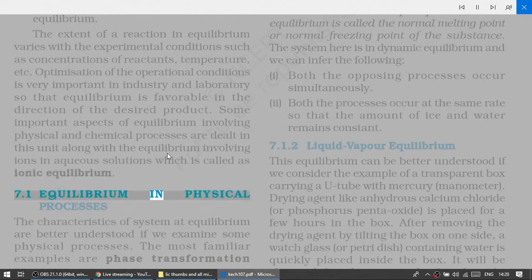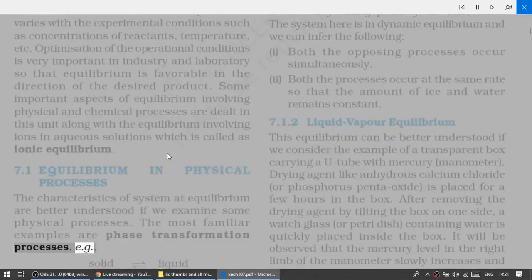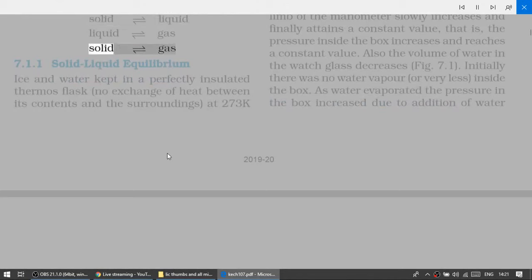7.1 Equilibrium in physical processes. The characteristics of system at equilibrium are better understood if we examine some physical processes. The most familiar examples are phase transformation processes, e.g., solid-liquid, liquid-gas, solid-gas. Solid-liquid equilibrium.